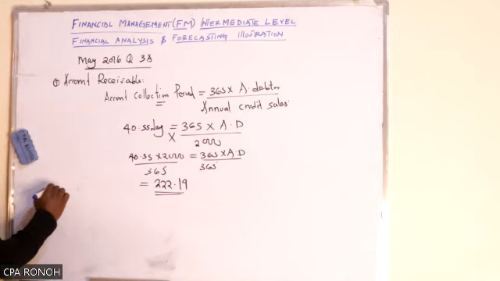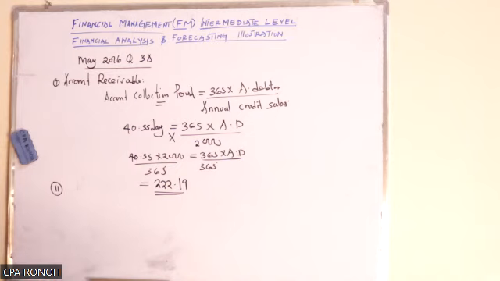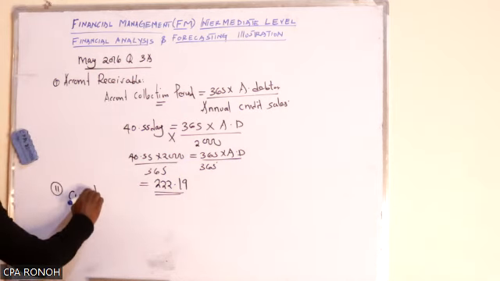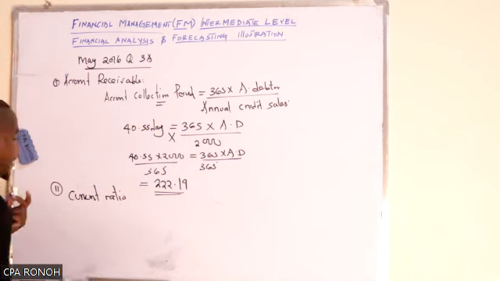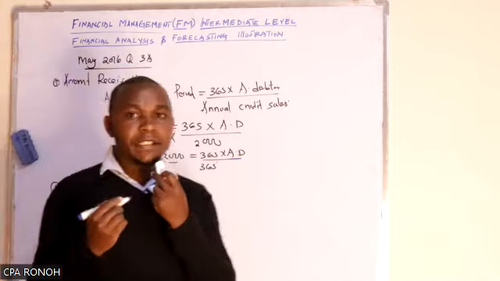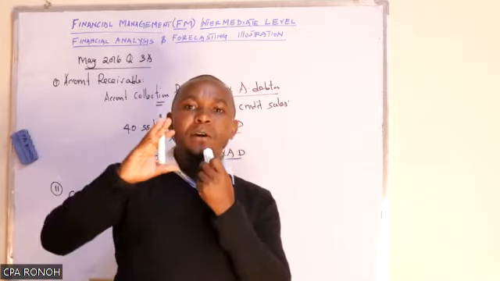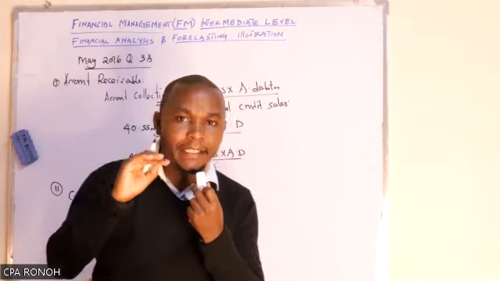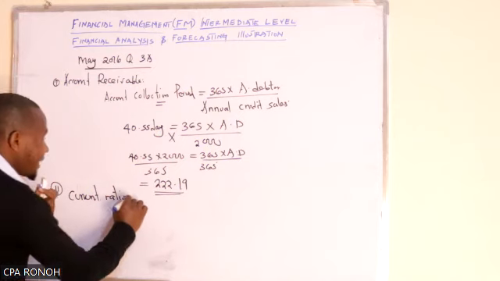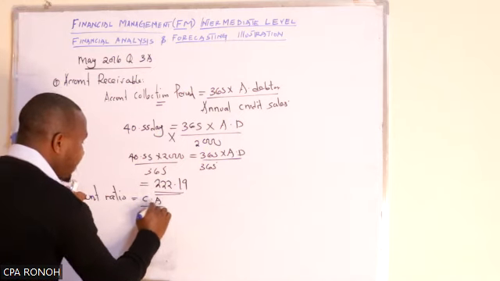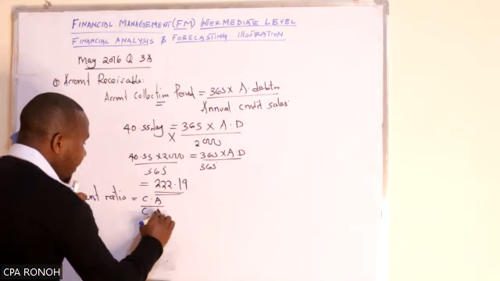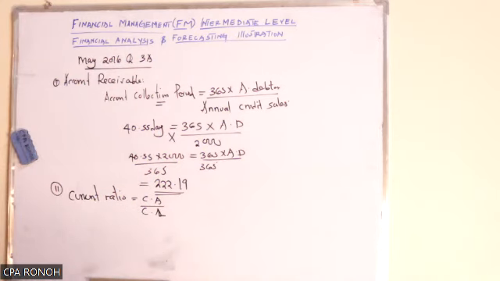Then the next question, number two, Roman 2, guys, is asking for the current ratio. How do we get this current ratio? The more important thing in financial management is to get the formula. That formula will guide you on which variable you need. So the current ratio will take the current assets, and we divide by current liabilities.